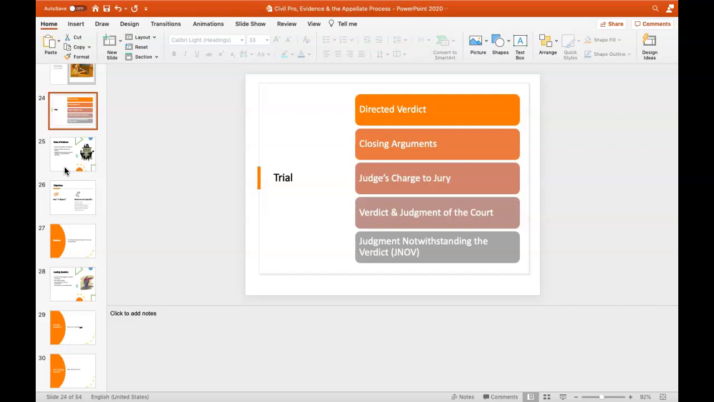If the directed verdict has been denied, the trial continues. Next comes the defendant's case in chief. This is where the defense calls its witnesses.